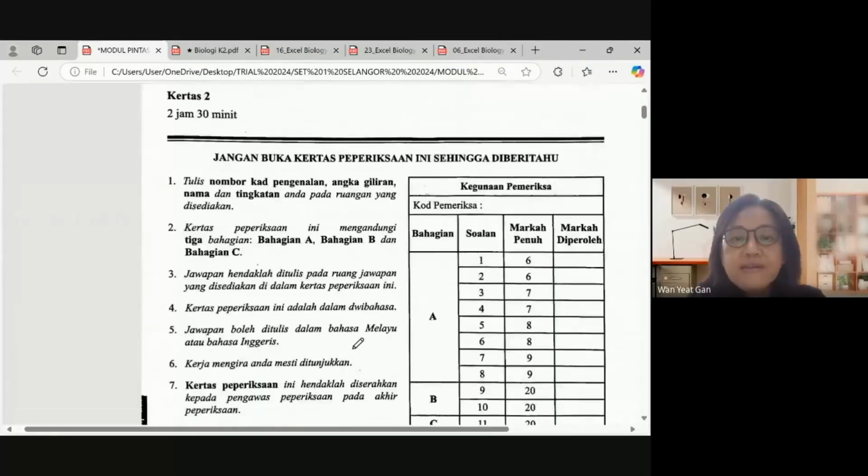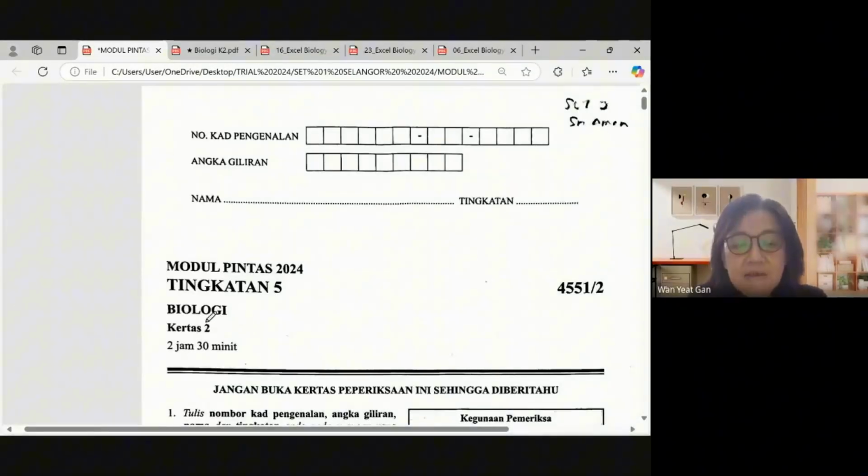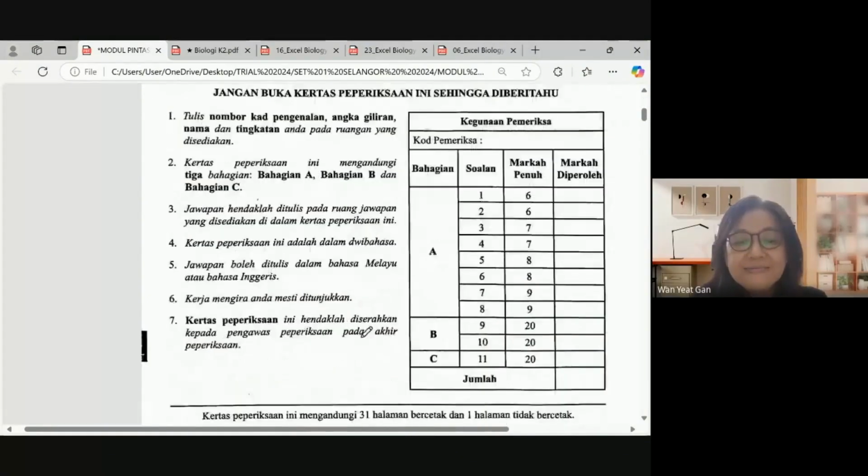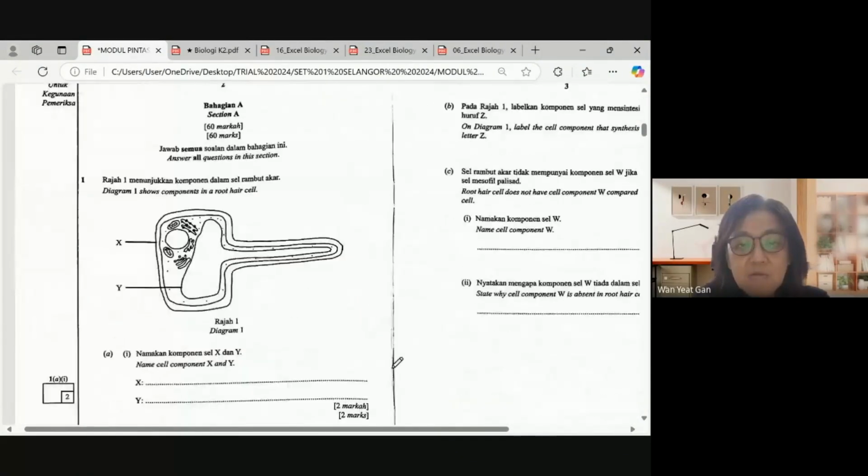Hi everyone. Today we're going to discuss Kertas 2 of Biology, Set 1 Selangor 2024. Let's begin. Okay, so let's look at this question.